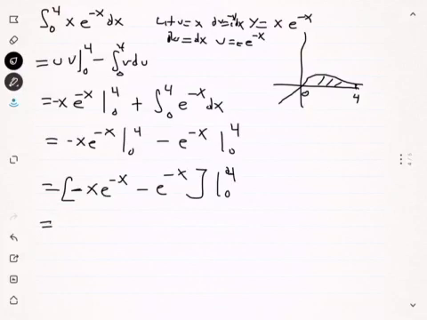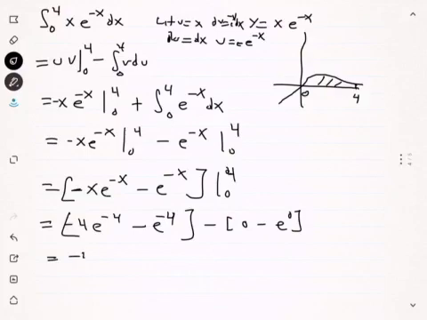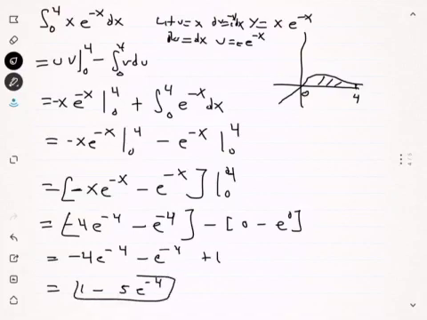So we put in 4, and you get minus 4 e to the minus 4 minus e to the minus 4. And then you put in 0, and you get 0 minus e to the 0, so 0 minus 1. So this is minus 4 e to the minus 4 minus e to the minus 4 plus 1, so 1 minus 5 times e to the minus 4. Okay, this is integration by parts for indefinite and definite integrals. Thank you very much.